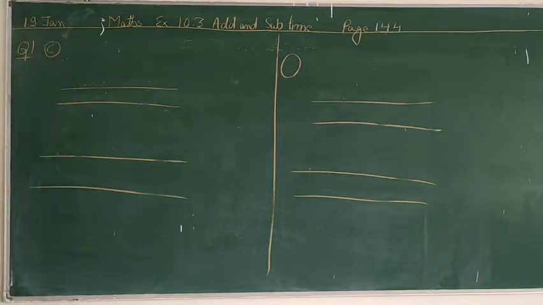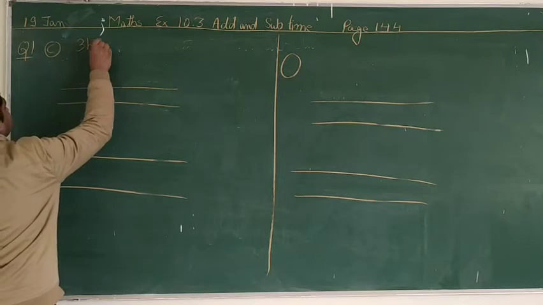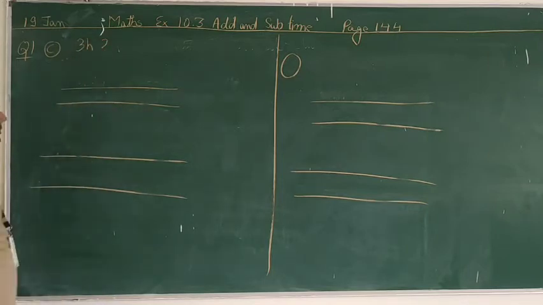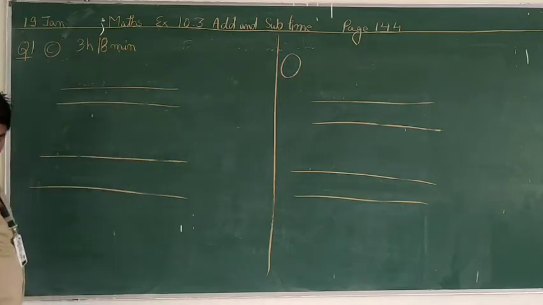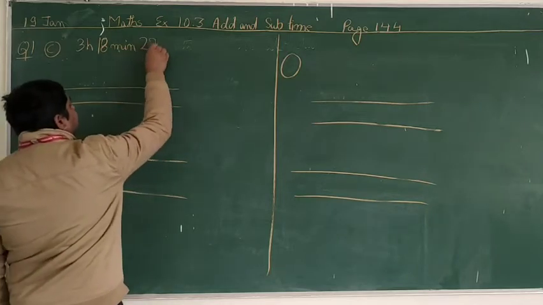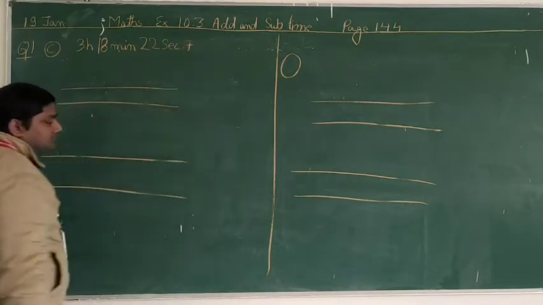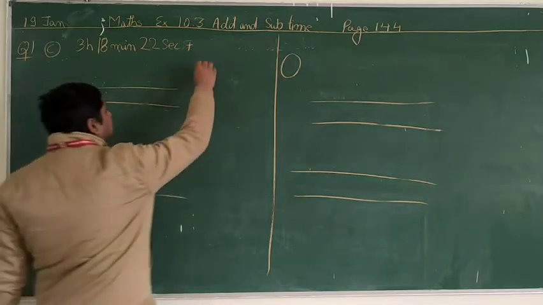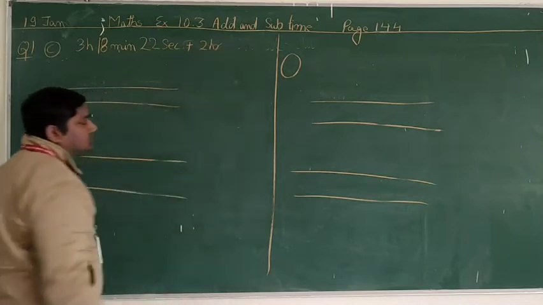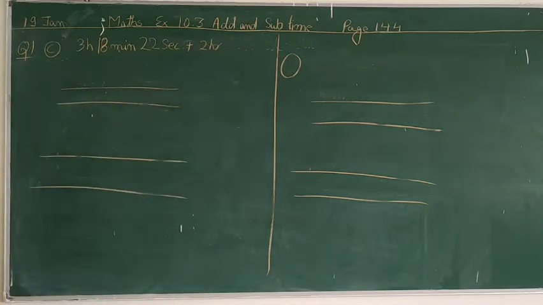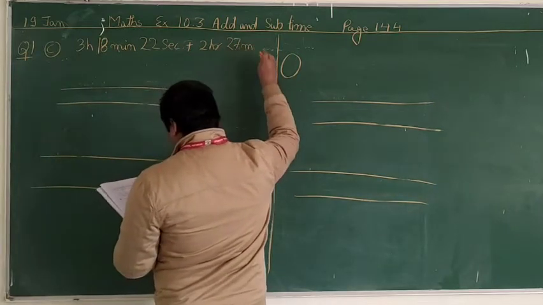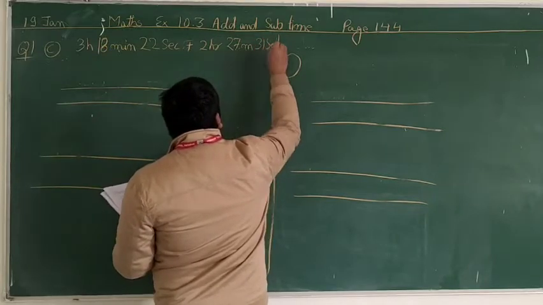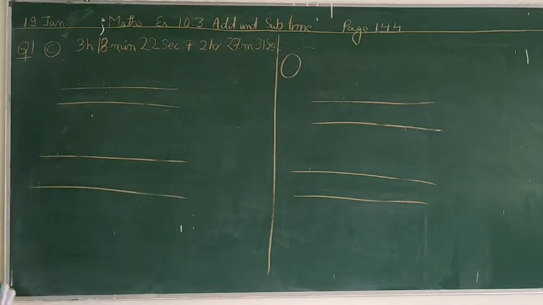And the C part is saying 3 hours 18 minutes 22 seconds plus 2 hours 27 minutes and 31 seconds. Okay, let's add them.